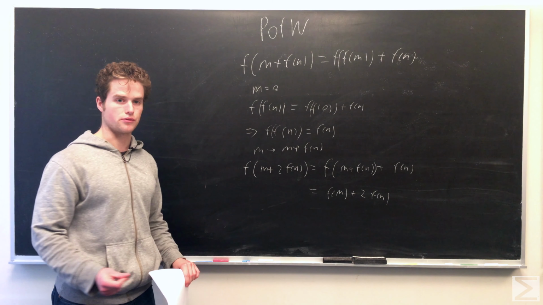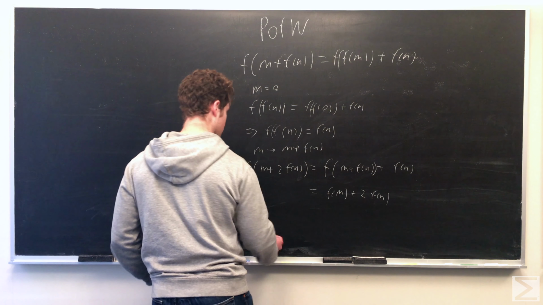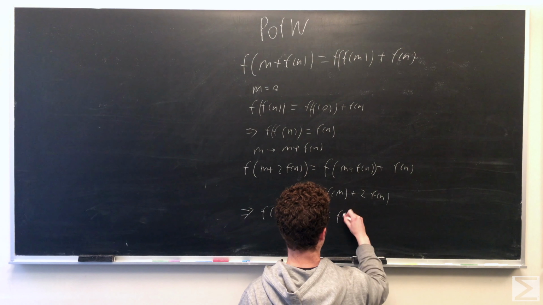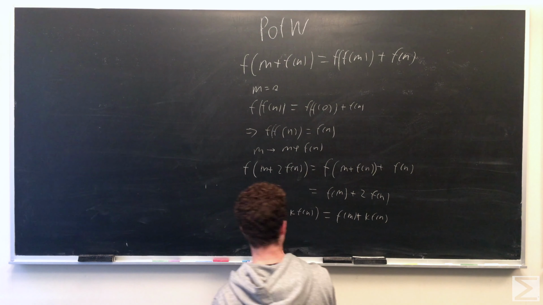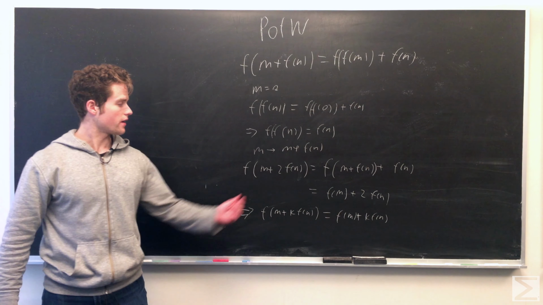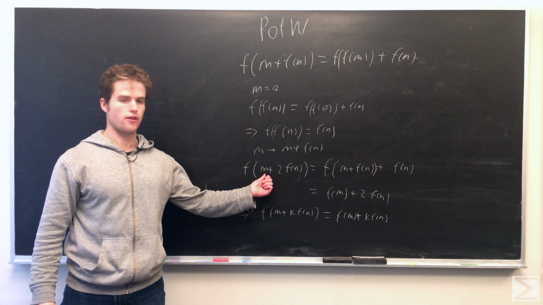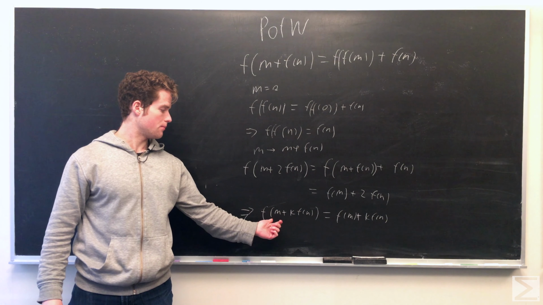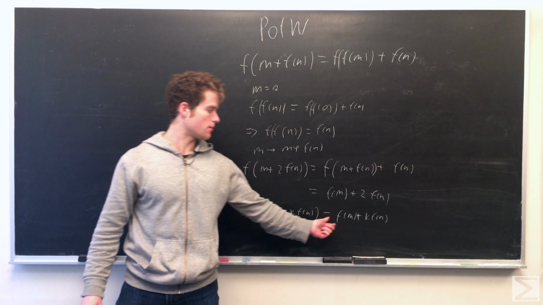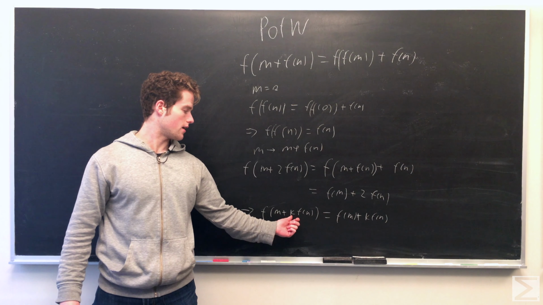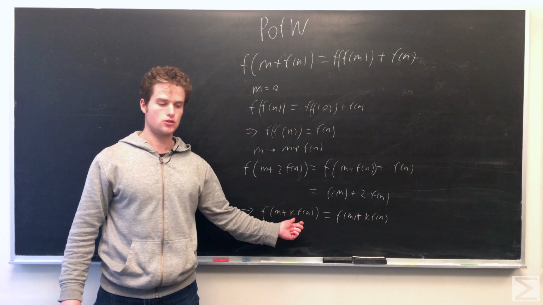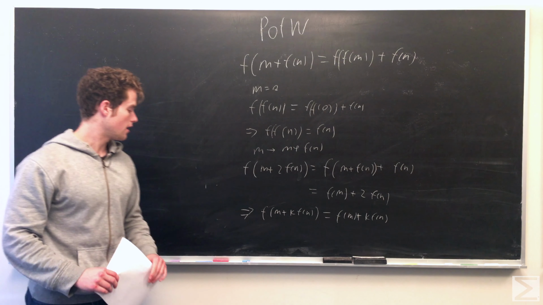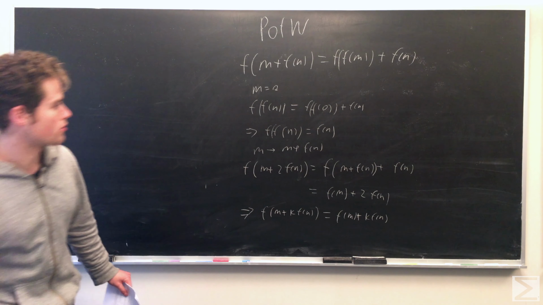So we can do this repeatedly. If we keep plugging in m plus f of n for m here, this will become m plus 3f of n, m plus 4f of n, etc. So in general, m plus k f of n equals f of m plus k f of n, where k is some non-negative integer. And so this is another little bit of information. Now we can do another thing.